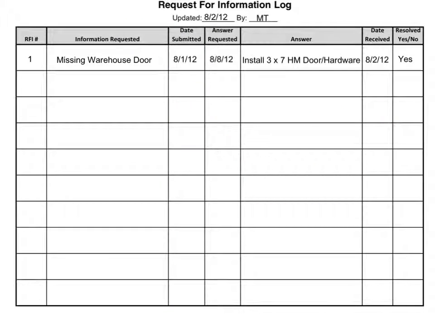So now that we've gotten our answer as to how to proceed with the opening that didn't have a door in it, we can update our request for information log to reflect the clarification that we received. We would update the log the day that we received the answer. We would insert a paraphrased version of the answer, the date it was received, and whether or not it indeed resolved the question, and it did.